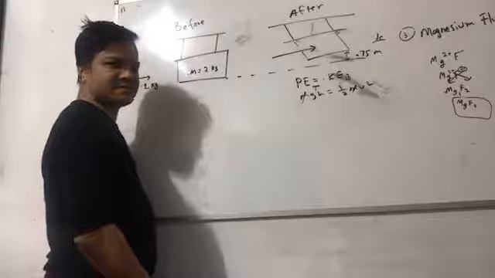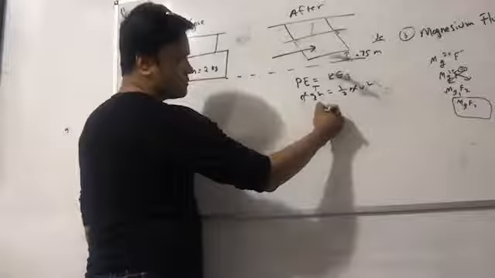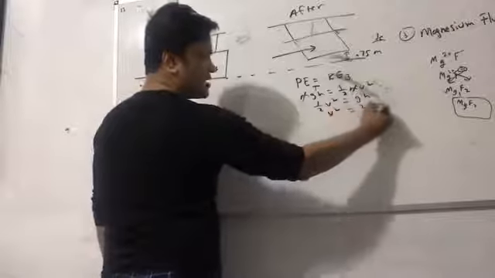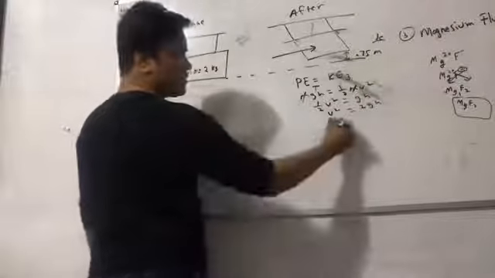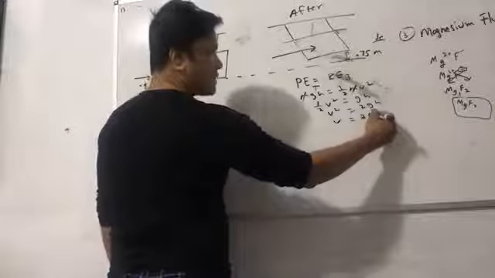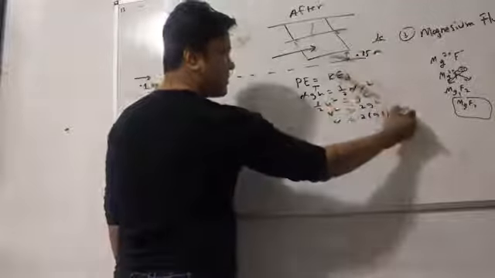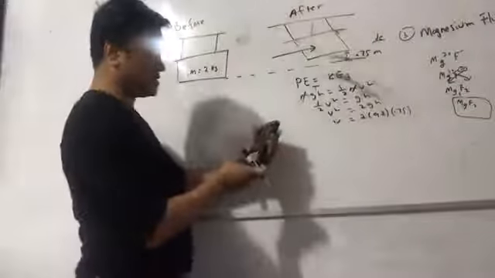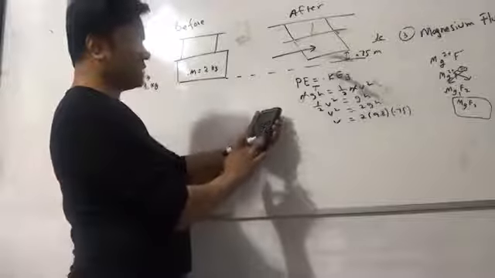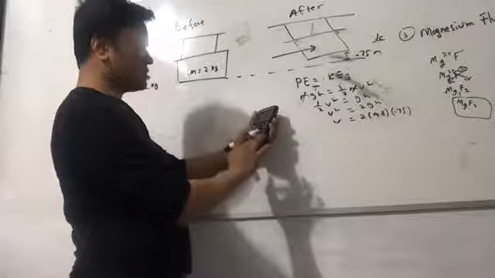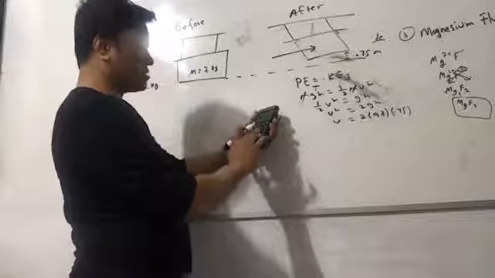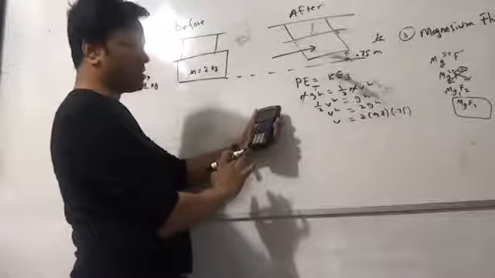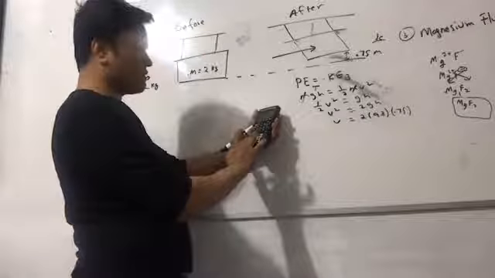The m cancels. So half of v squared is equal to gh. v squared is equal to 2gh. So v must be the square root of 2 times 9.8 times h, and h is 0.75. Let's check our calculator. 2 times 9.8 times 0.75 is 14.7.